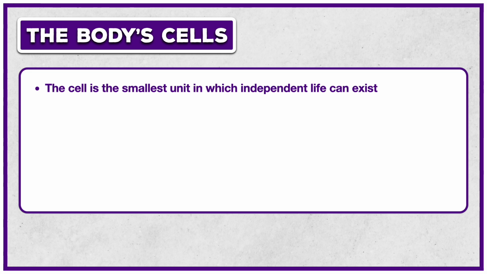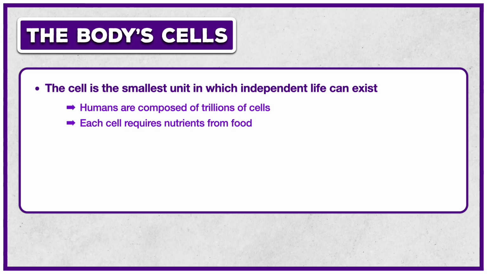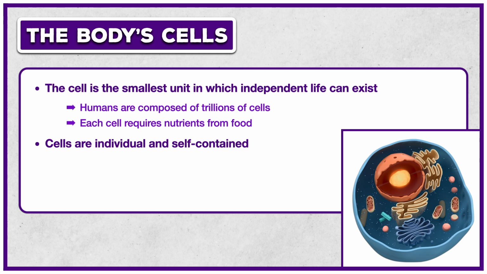The cell is the smallest unit in which independent life can exist. All living things are single-cell organisms or organisms made of cells. Humans are composed of trillions of cells, and each cell requires nutrients from food to survive. Cells are individual and self-contained, with the cell membrane securing the contents within the cell and protecting it from the unrestricted exchange of materials with the outside world.